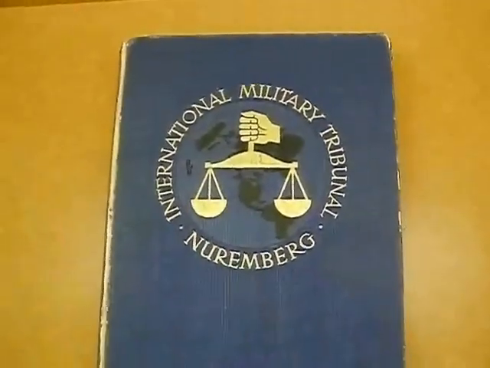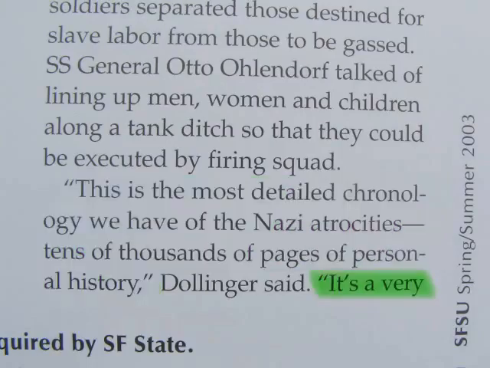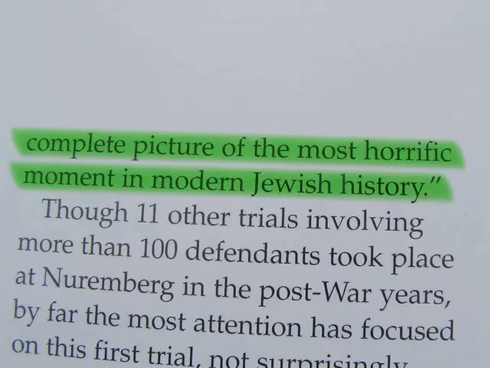Educated Americans nearly unanimously believed that the Nuremberg trials thoroughly documented Holocaust crimes. Professor Dollinger articulates this view. "This is the most detailed chronology we have of the Nazi atrocities, tens of thousands of pages of personal history. It's a very complete picture of the most horrific moment in modern Jewish history."